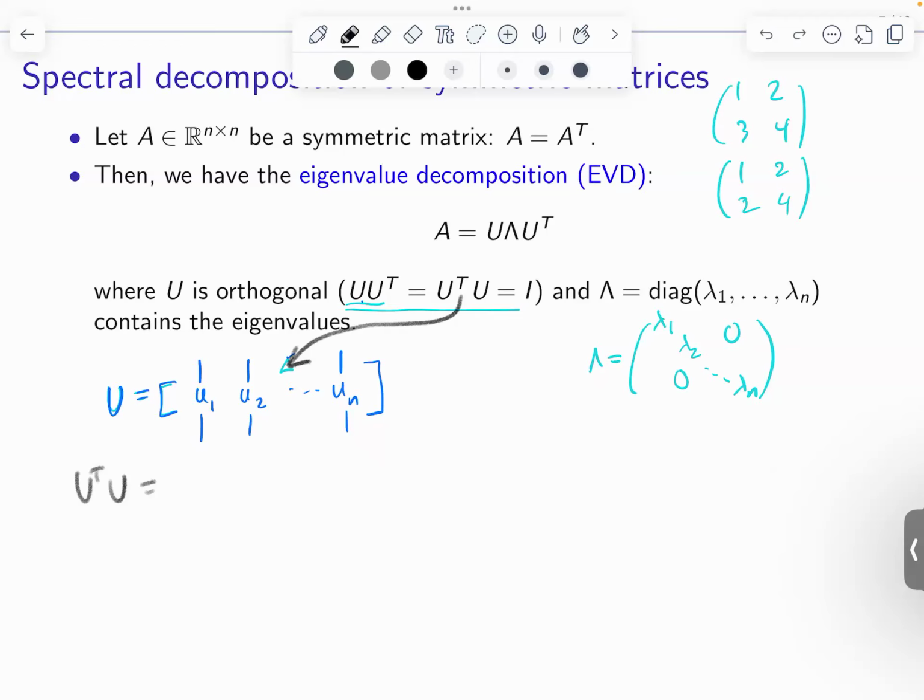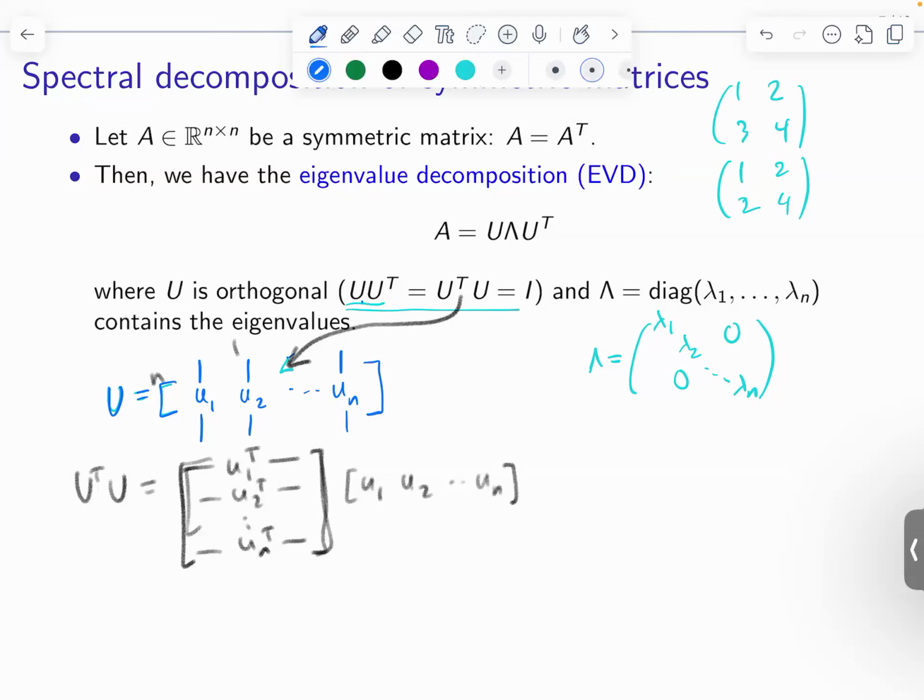like a block decomposition of a matrix. This is like n by 1. I can do a block transpose, so I get U1 transpose, U2 transpose, and UN transpose. And then I multiply it by U, which is U1, U2, UN. This is like a block matrix multiplication. It's not like the usual. So this is like 1 by n, this is n by 1, but I can multiply it because they match.